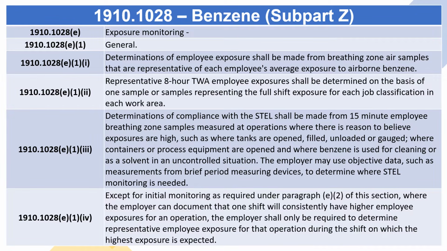1910.1028 E. Exposure monitoring. 1910.1028 E1. General. 1910.1028 E1(i) through E1(iv). Determinations of employee exposure shall be made from breathing zone air samples that are representative of each employee's average exposure to airborne benzene. Representative 8-hour TWA employee exposures shall be determined on the basis of one sample or samples representing the full shift exposure for each job classification in each work area.